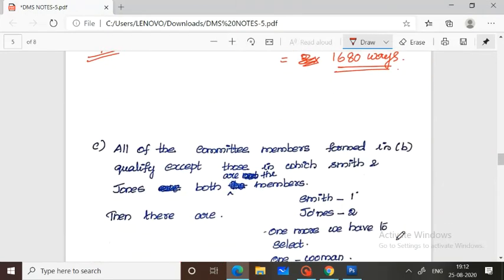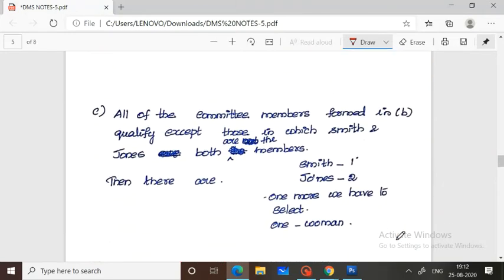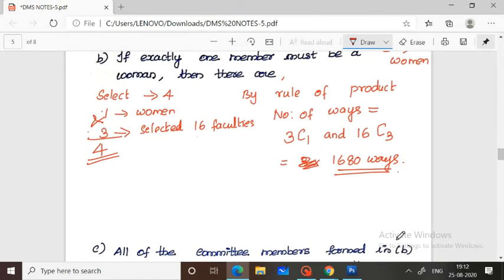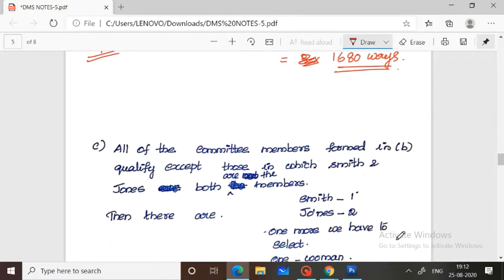Now coming on to the next case. So third case is all of the committee members formed in B. അതായത് ഓൾ ഓഫ് ദ കമ്മിറ്റി മെമ്പേഴ്സ്, എല്ലാ കമ്മിറ്റി മെമ്പേഴ്സും ഇൻക്ലൂഡ് ചെയ്തതാണ് ബി പാർട്ട്. സോ ഇറ്റ് ഈസ് ഗിവൻ ദാറ്റ് മീൻസ് സ്മിത്ത് ആൻഡ് ജോൺ ഇസ് ഇൻക്ലൂഡഡ്. അവർ 2 പേരും ഇൻക്ലൂഡ് ചെയ്ത കാറ്റഗറിയാണ് ബി പാർട്ട്. അതാണ് നമ്മളിവിടെ സൊല്യൂഷൻ എഴുതിയിരിക്കുന്നത് 1680.